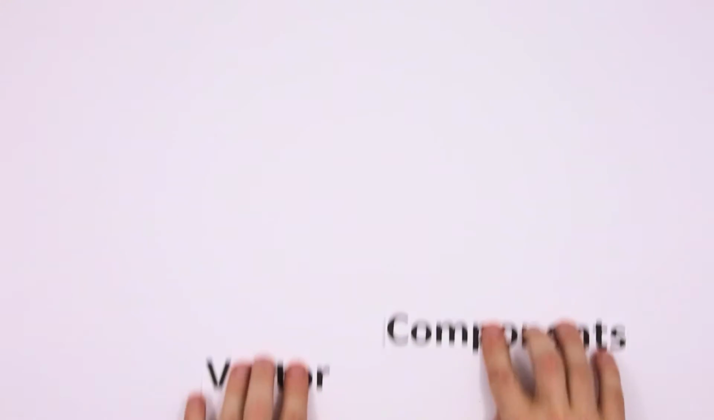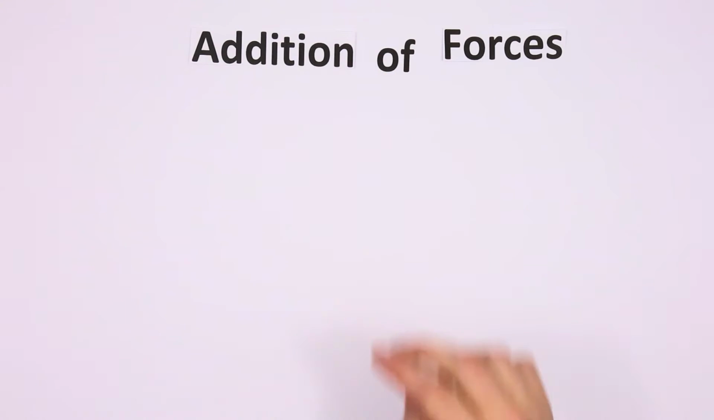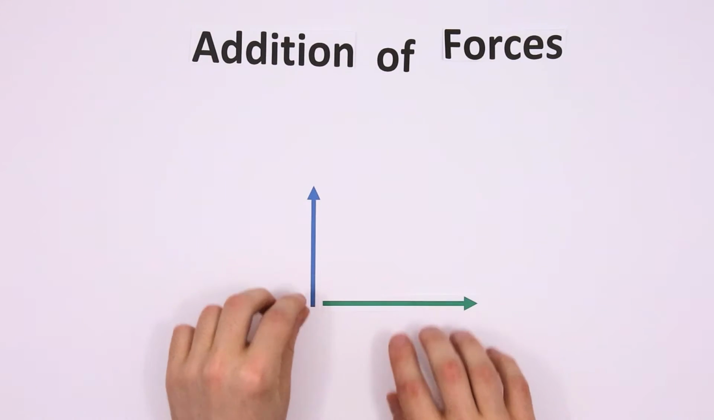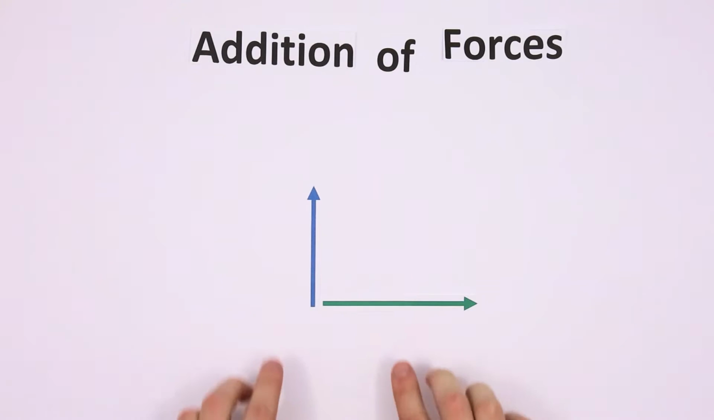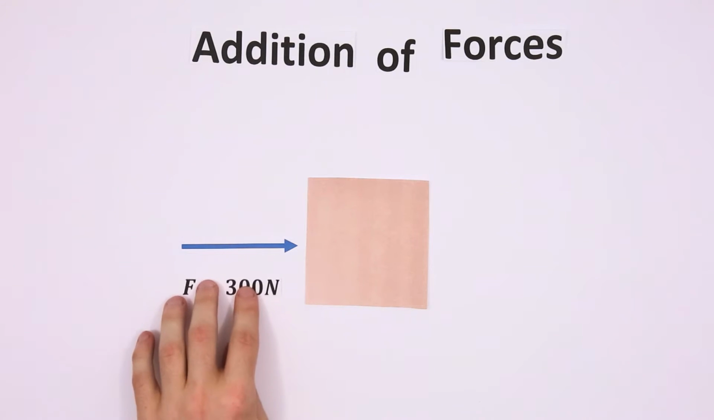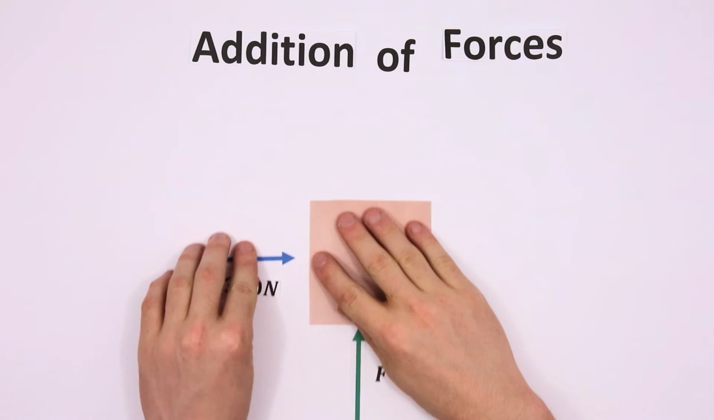We can now look at how the addition of forces occurs. We already know that if we have two forces acting in the same direction, we can simply add them together to find the net force. But what happens when we have two forces acting in different directions? Let's say you and a friend are trying to move a large box. One of you is pushing from the left with a force of 300 newtons, and one of you is pushing from the bottom with a force of 400 newtons.